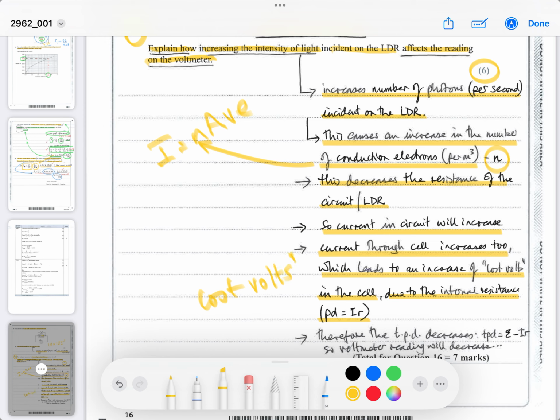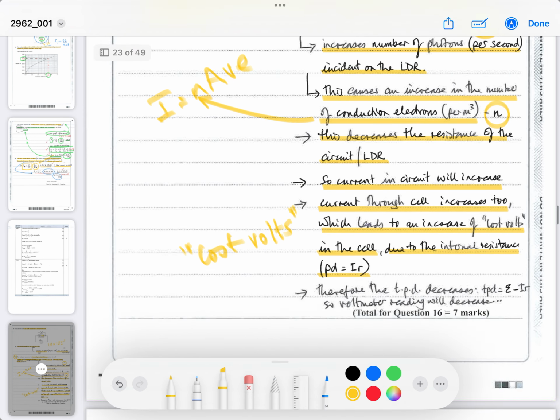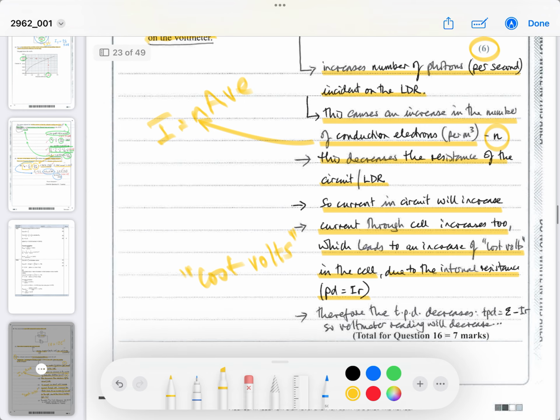That means before it can be used, whenever current is drawn, you will lose some of your voltage. And this is a core practical, which my students have done. And the difficulty is explaining it in all these bullet points. So you can see I've got 1, 2, 3, 4, 5, 6 arrows corresponding to what I think are worth the 6 marks. Therefore, the terminal potential difference decreases because we've lost voltage inside, so the EMF is reduced by the amount of lost volts.